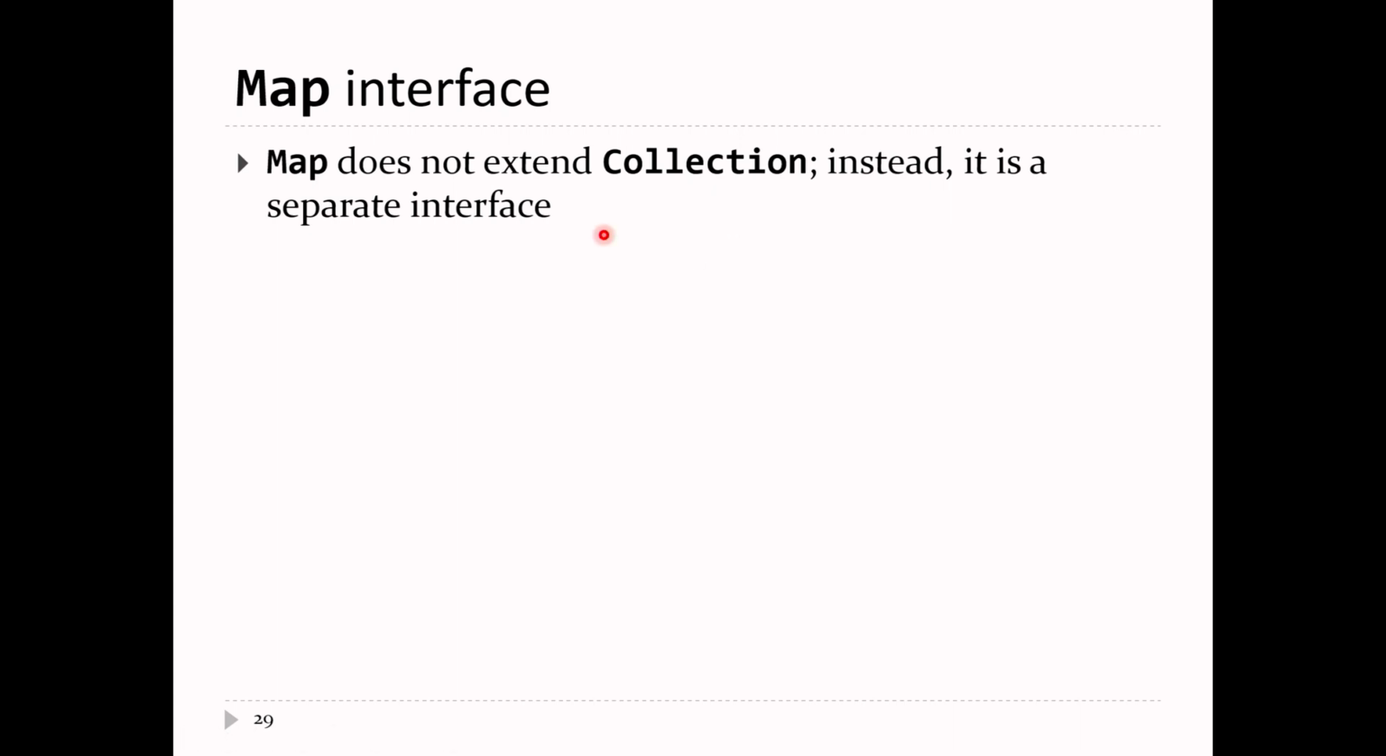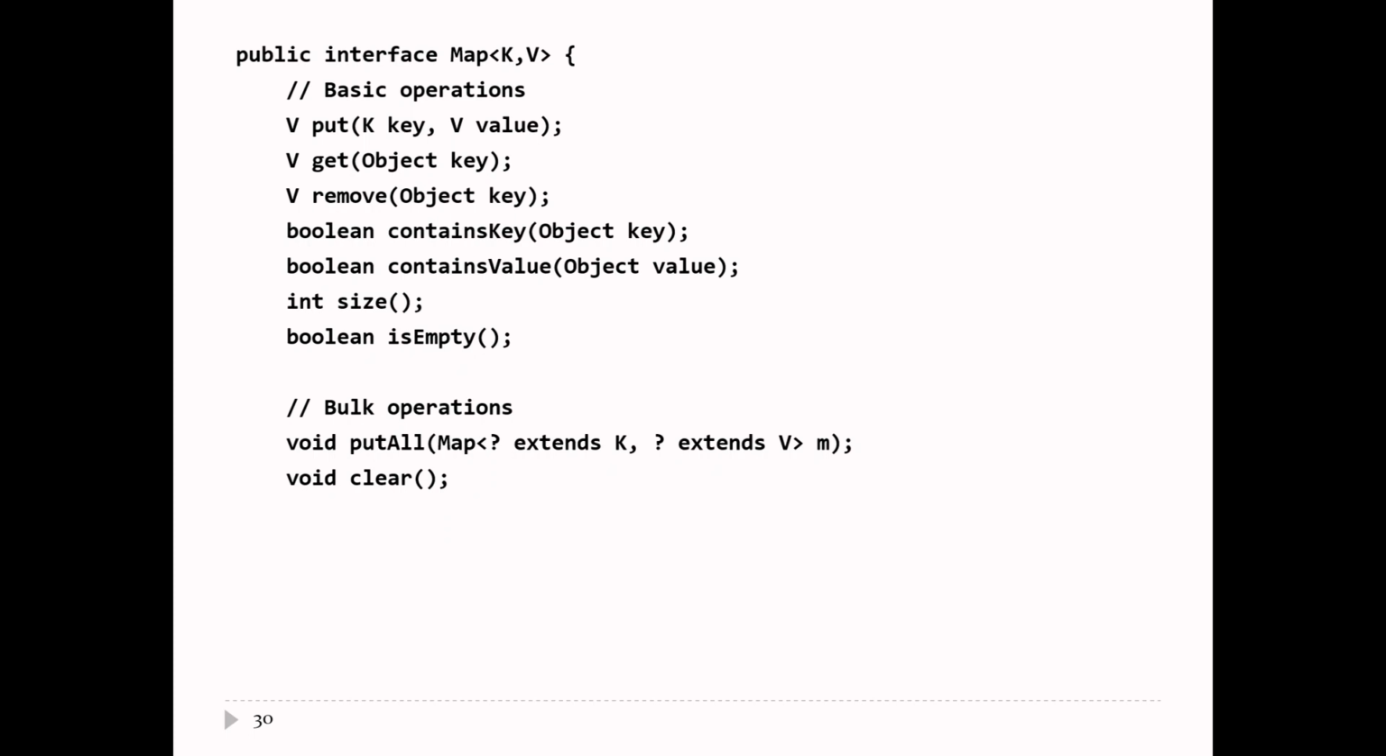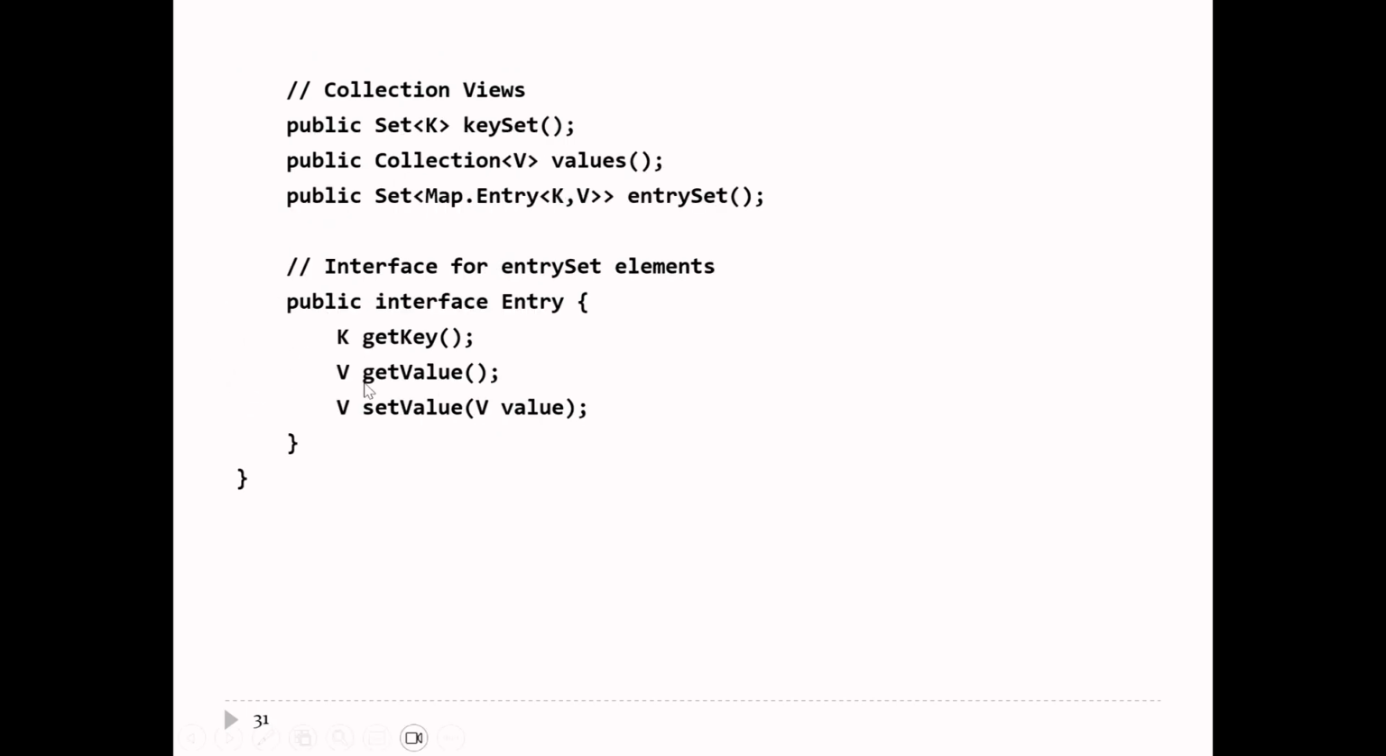And Map, again, doesn't extend Collection. Instead, it's its own separate interface. So what can you do with a map? Well, it turns out you can't do a whole lot with a map. You can put something in, you can get something out, you can remove something, and you can search. Then you can ask some basic stuff about its size. And of course, you can ask for its keys and its values as well.